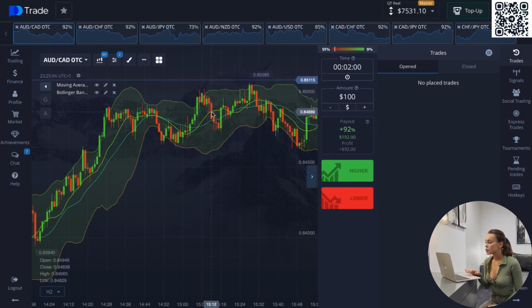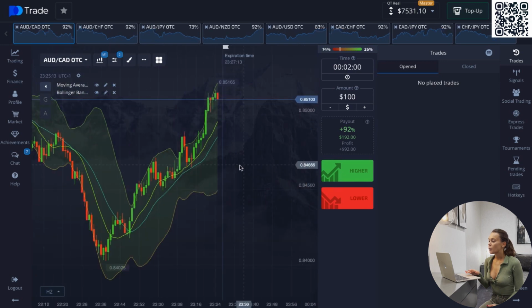Well, the time for which we open transactions, we set 2 minutes. I set the transaction amount at $100. You set the amount from 1 to 10%, as I always tell you, to comply with risk management. Do not set more than 10% so as not to lose your entire deposit for several unsuccessful transactions.